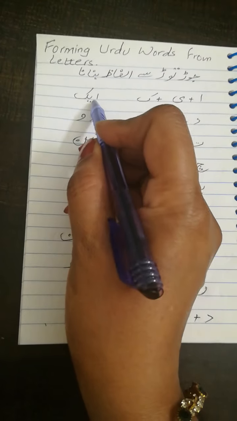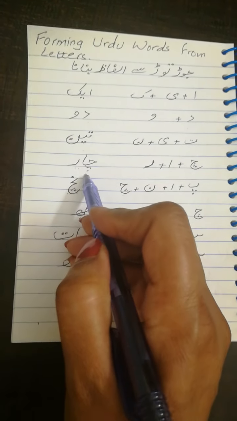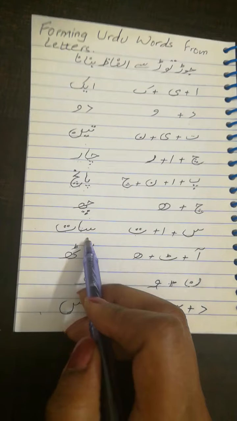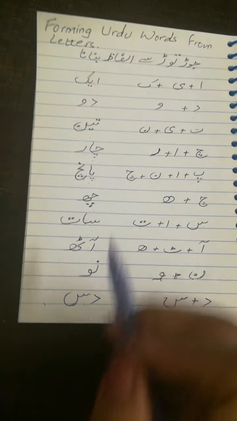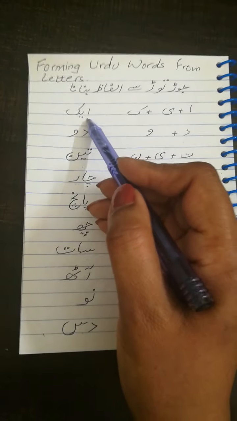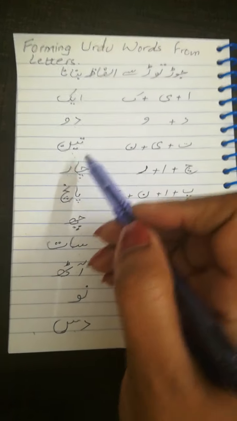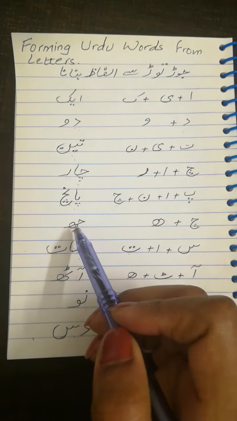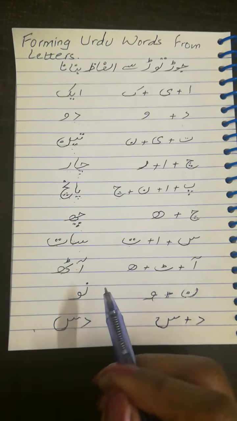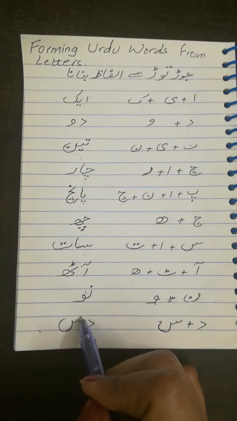So this is in fact counting from 1 to 10. That is 1, 2, 3, 4, 5, 6, 7, 8, 9, 10. And in Urdu it is 1, 2, 3, 4, 5, 6, 7, 8, 9, 10.